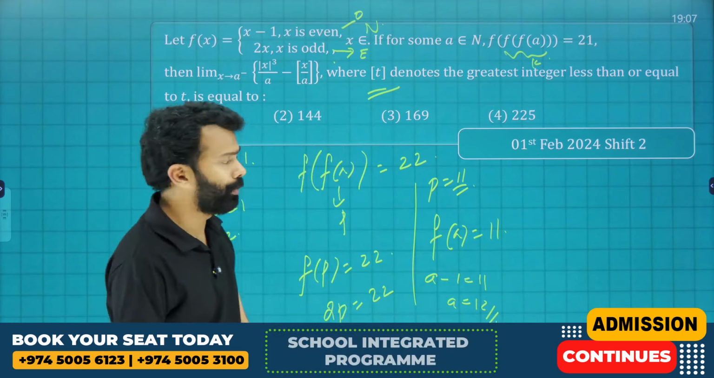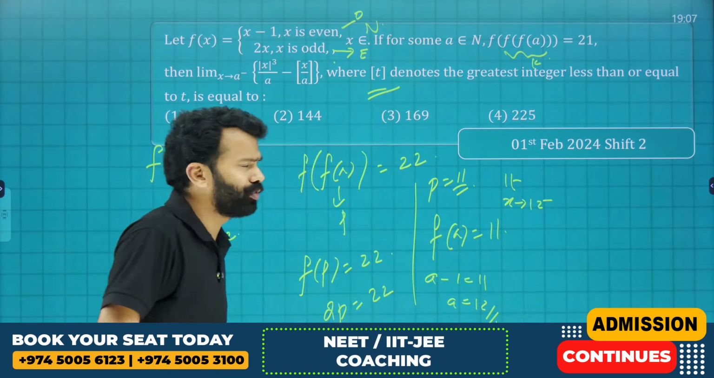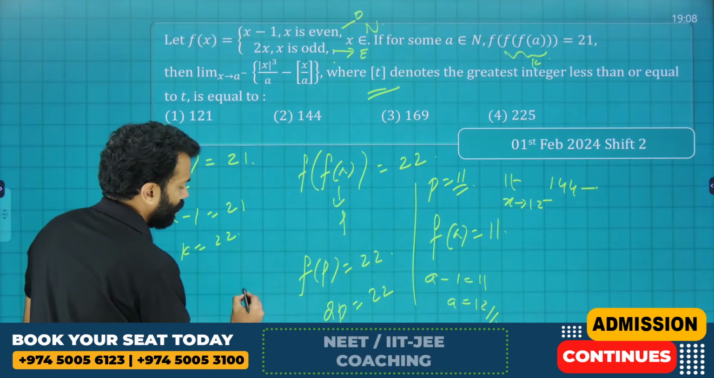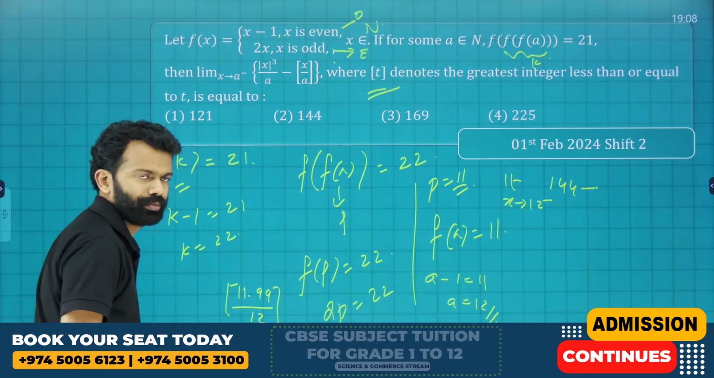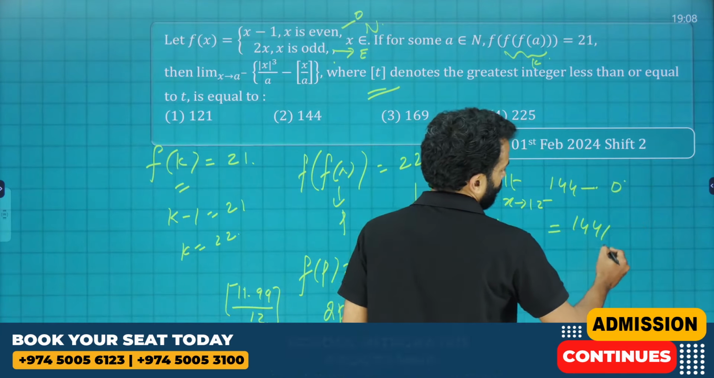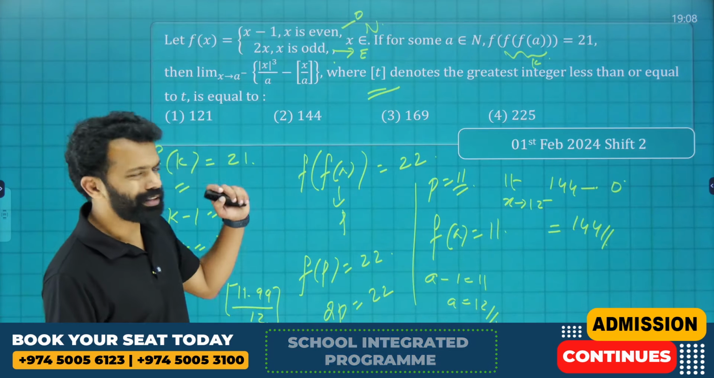If we substitute a is equal to 12 here, what will you get? 12 minus means 12 only. That is the limit as x tends to 12 minus, the left hand limit at 12. You can substitute 12 directly here. 12 cubed by 12 is 12 squared, that is 144. Minus, see, 12 minus means values less than 12, that is 11.99 something, divided by 12. What is the value of this? 0 point something, right? And the box of it is 0 itself. Therefore, this will be 144 only. So the final answer is 144. That's all. A very, very interesting and easy question.